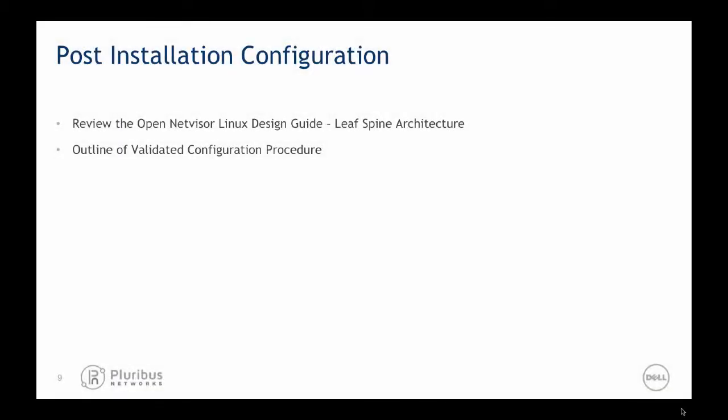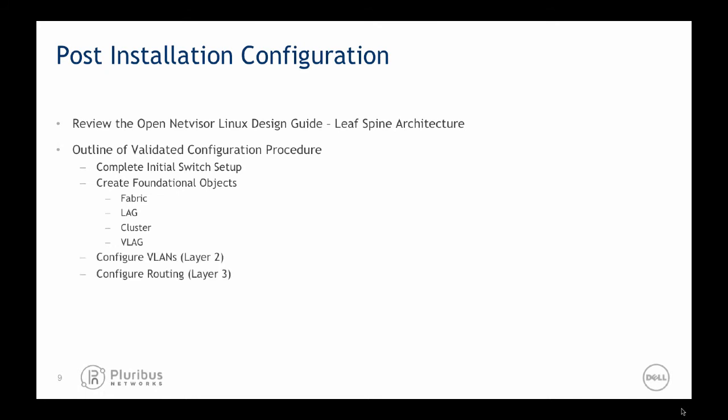After the ONVL installation and provisioning are complete, there are many configuration steps necessary to complete the setup of the switch. Review the Open Netvisor Linux Design Guide, Leaf-Spine Architecture, for complete configuration details. The process includes initial switch setup, configuration of the foundational objects, VLAN configuration and vRouter configuration, and finally, there are many other tools and features covered to help you to get the most out of ONVL.